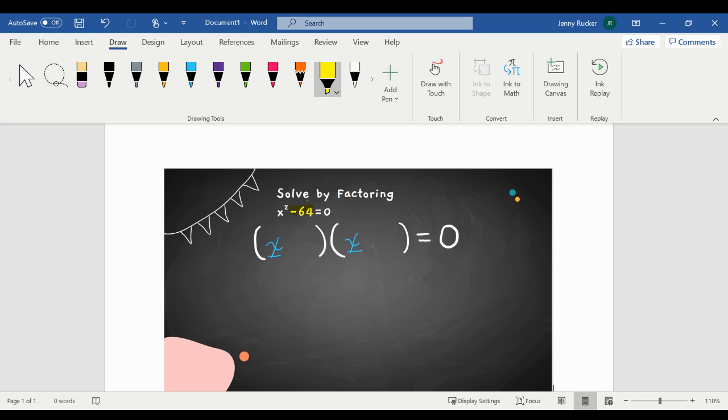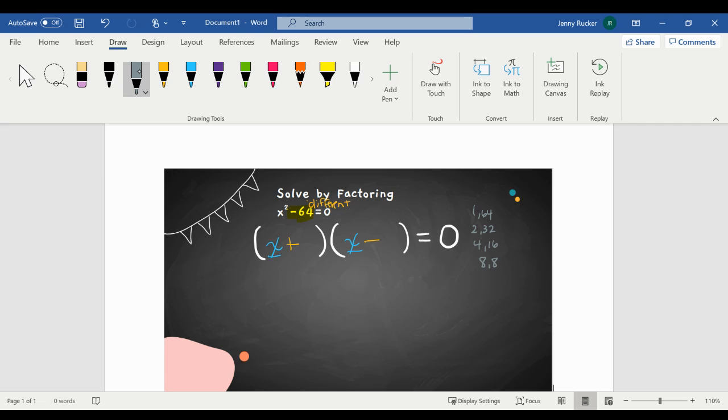Now we go to C, and we see that C is negative, which means that our signs in our factors will be different. So we'll have 1 plus and 1 minus. Next, we need to create the factors of 64. So it'd be 1 and 64, 2 and 32, 4 and 16, 8 and 8.